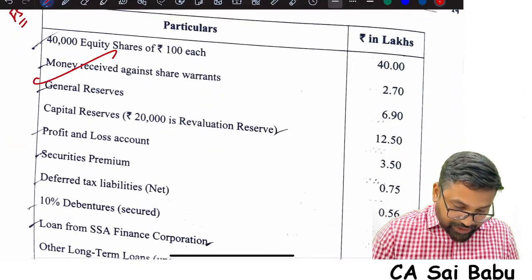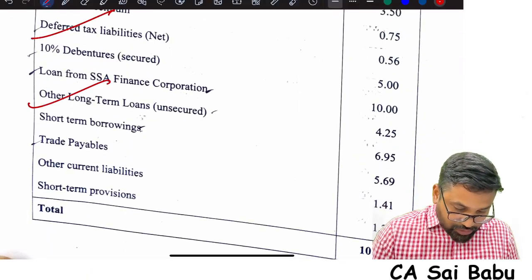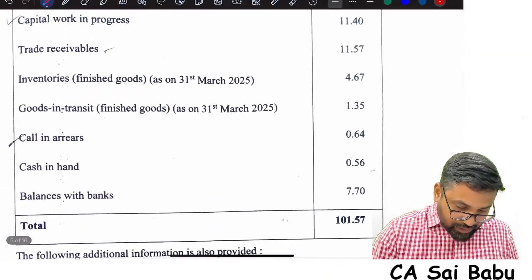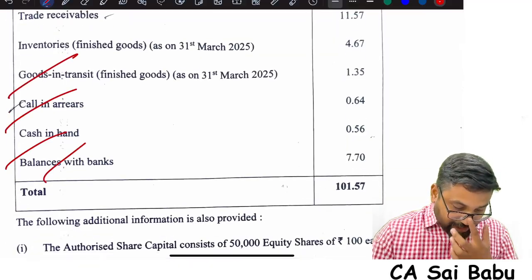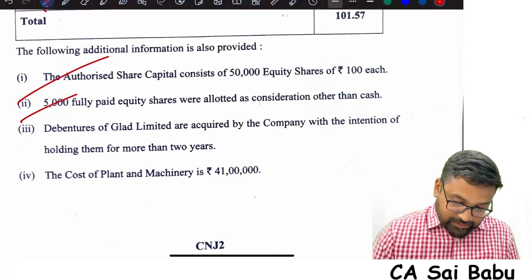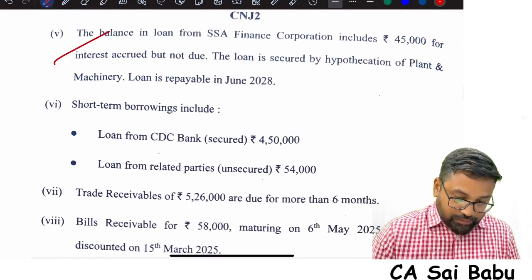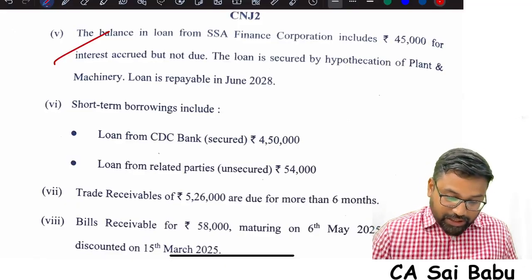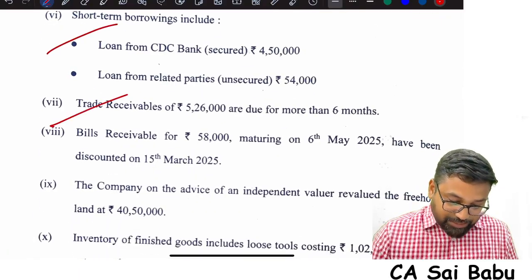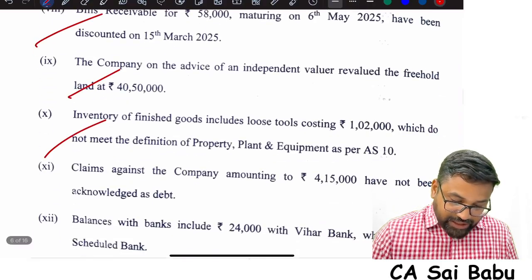See this: money received against share warrant, deferred tax liabilities, other long-term loans, and even your investment in debentures, goods in transit, calls in arrears, cash in hand, balance with banks, authorized capital, shares allotted other than cash, debentures issue, and that is other current liabilities, hypothecation of plant and machinery, short-term borrowings breakup, trade receivables more than 6 months, the bills. So many actually good points they have given here.